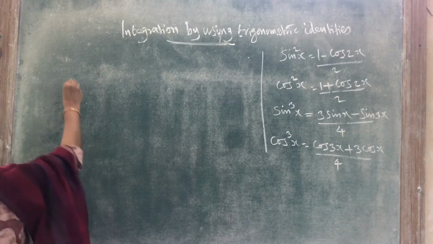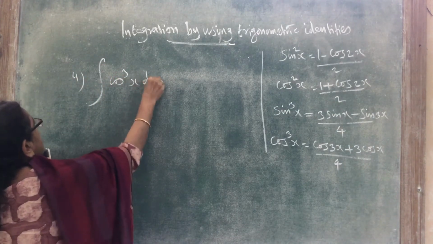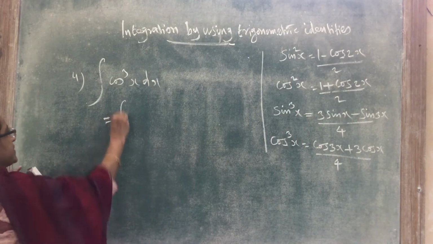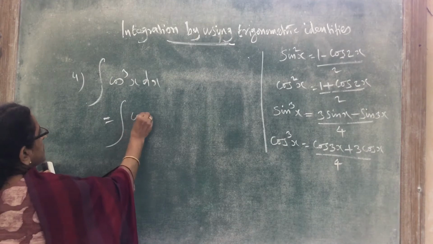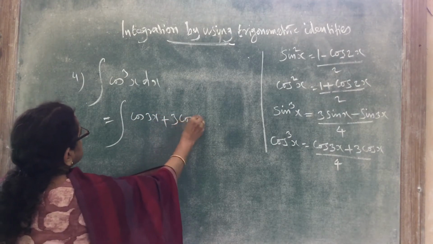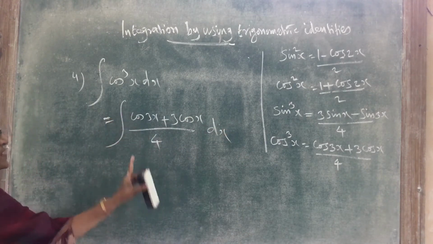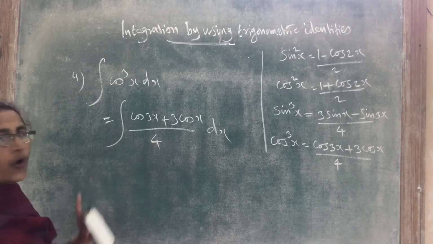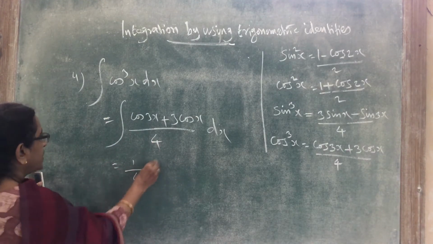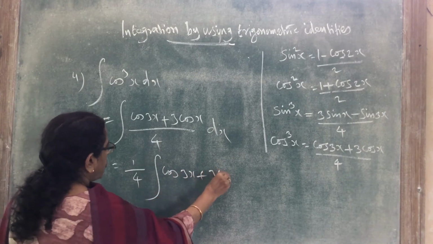Next, the integral of cos cube x dx. Apply the formula. Cos cube x equals, what is that? (cos 3x plus 3 cos x) whole divided by 4 dx. Now take 1 by 4 common. 1 by 4 into the integral of cos 3x plus 3 cos x dx.